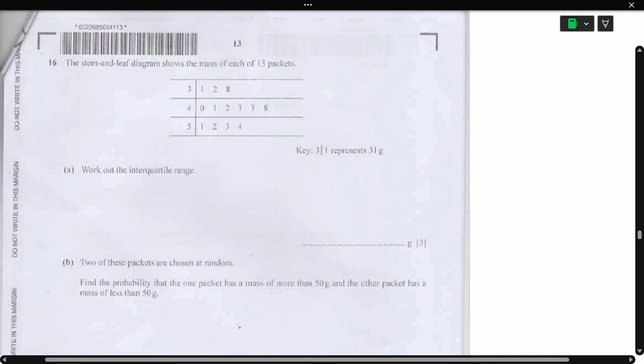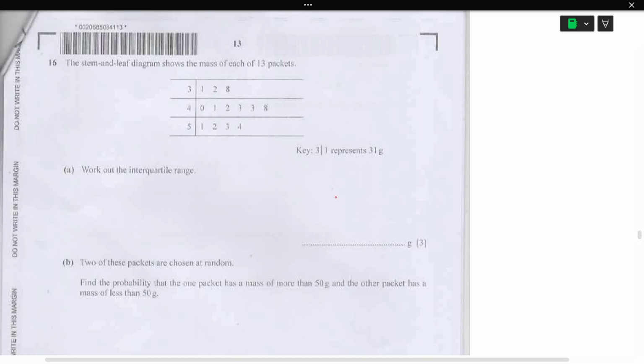Okay, next question. The stem and leaf diagram shows the mass of each of 13 packets. The values are given. Write the interquartile range. As we know, interquartile range is quartile 3 minus quartile 1. So how to find quartile 3? Quartile 3 is 3/4 of total data, which is 13.